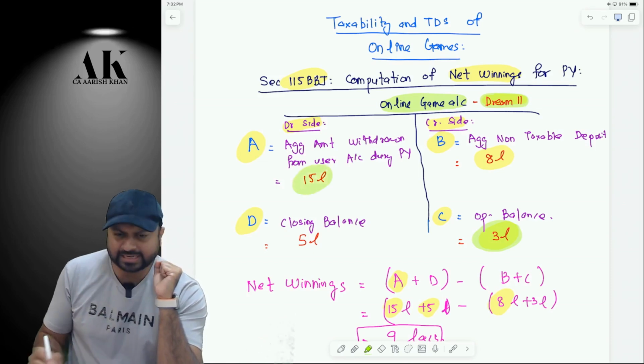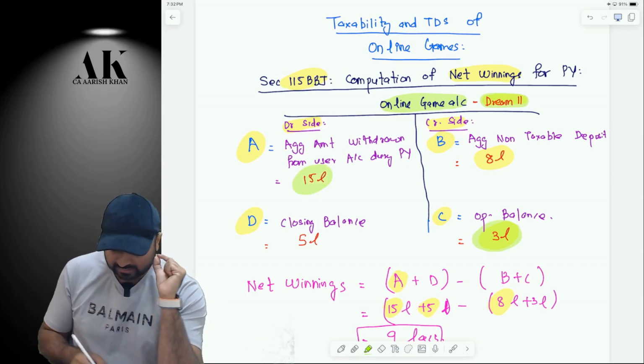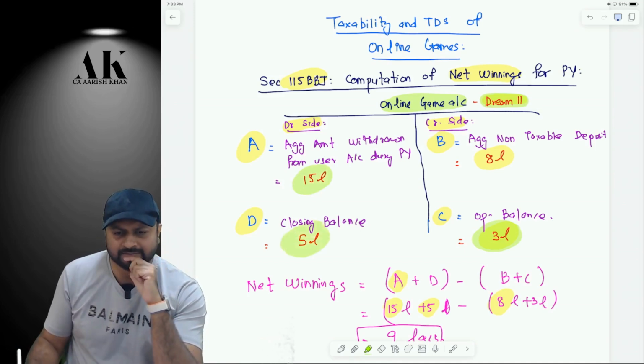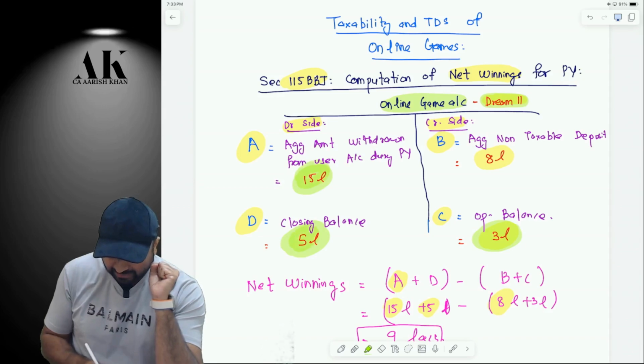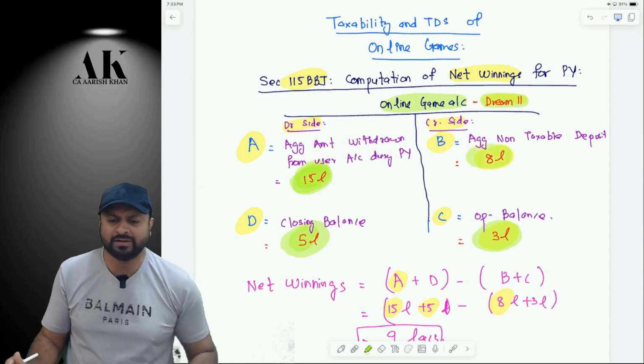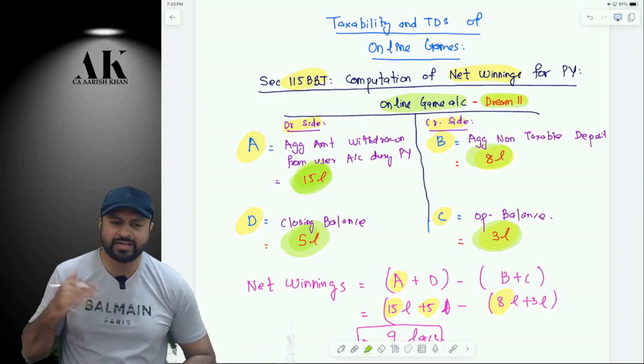Is this 15 lakh taxable or not? Yes, sir. Yes, taxable. Is this closing balance also taxable or not? Yes, sir. But is it justified to tax the entire 15 plus 5? Because out of this 15 lakh, 8 lakh, I am withdrawing my own money only, no? Do you agree or not? Out of 15, 8 is my own money only, no?